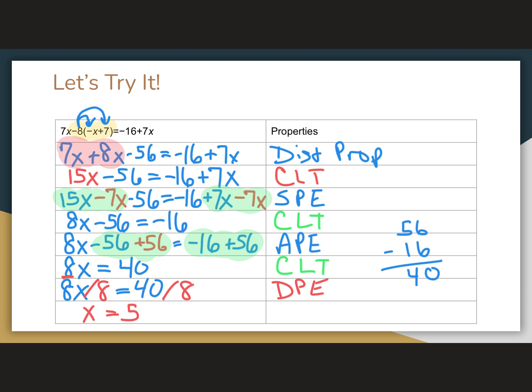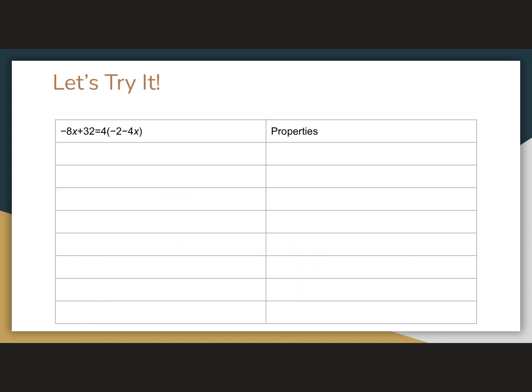Let's try one more example together just in case you need it. Okay, again, first thing I notice is I am going to need to use my distributive property. And I need to distribute this 4 to the negative 2 and the negative 4x. So I have my negative 8x plus 32 equals 4 times negative 2 is negative 8. 4 times negative 4x is negative 16x.